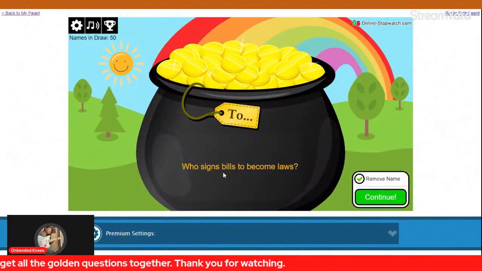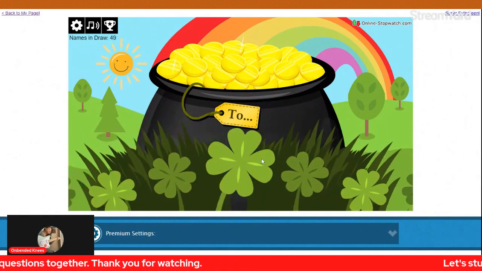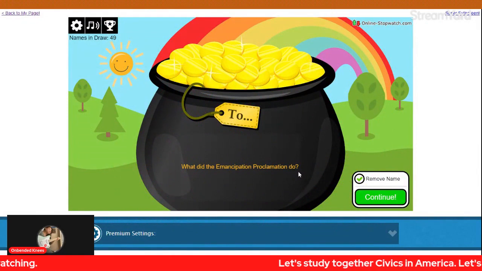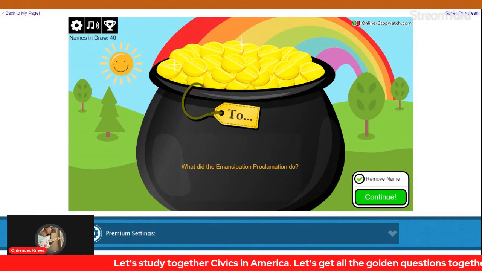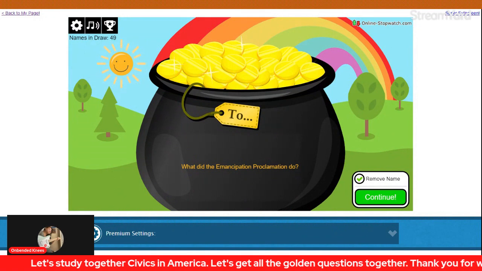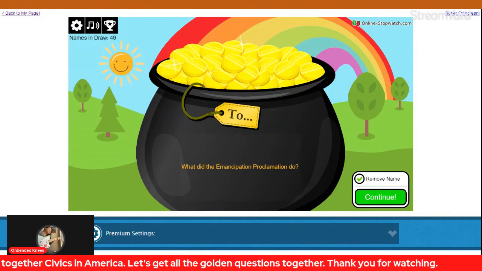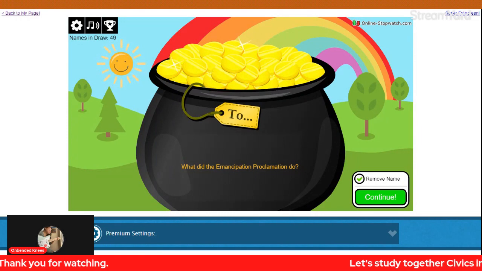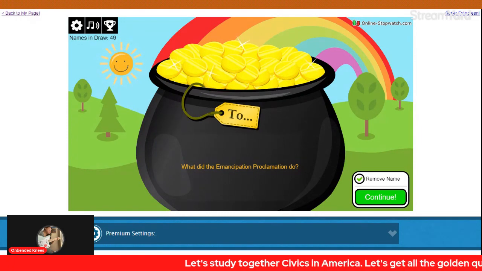Who signs bills to become laws? That's the president. What did the Emancipation Proclamation do? Free the slaves. I think that's the Emancipation Proclamation, freeing the slaves. Freed slaves in the Confederacy, freed slaves in the Confederate States, freed slaves in most southern states. So the closest one is free the slaves.